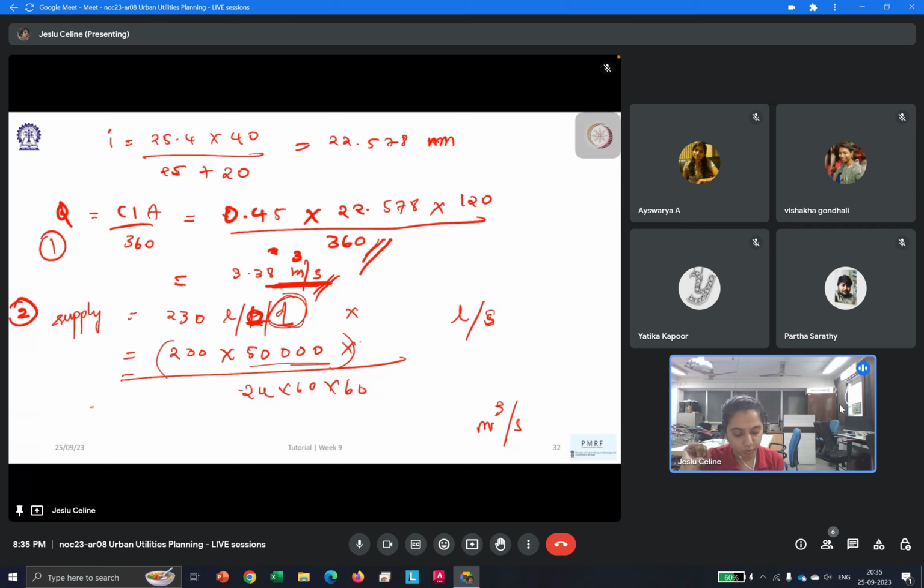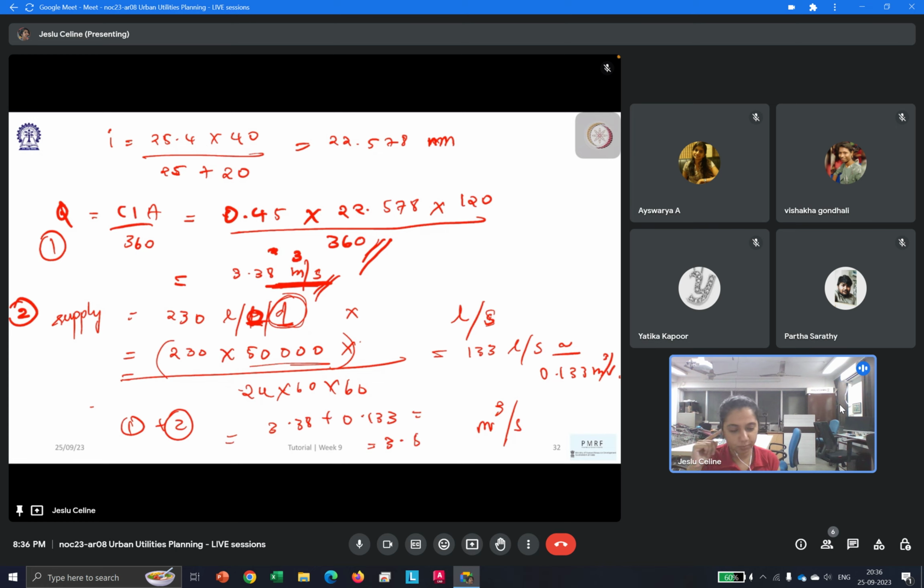Okay, how much does that work out to? 0.133 meter cube per second. It is around 133 liters per second, which when we convert to meter cube, is 0.13 meter cube per second. Very good. So now we have to add these both, 1 plus 2, which is 3.38 plus 0.133.